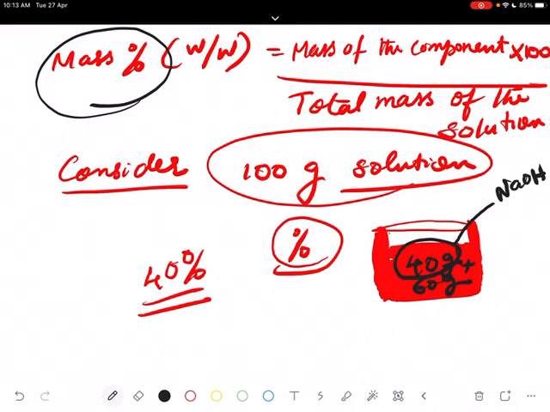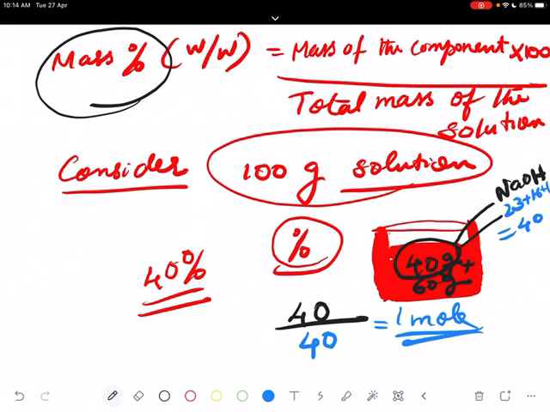But we have to find out the molarity. We have to find out the number of moles in this 40 gram. If it is NaOH, how can we find out the number of moles? Number of moles is 40 upon molar mass of that NaOH. Molar mass of this NaOH, that is 23 plus 16 plus 1, that is 40. So we'll be dividing it by that 40. That means 1 mole.